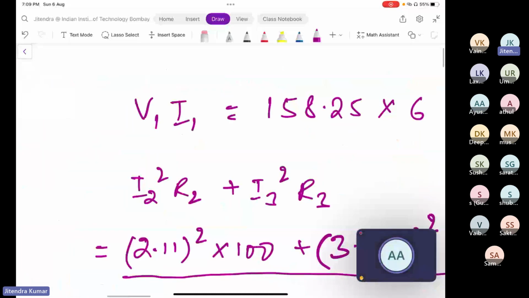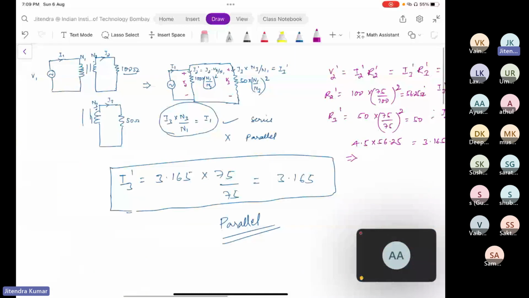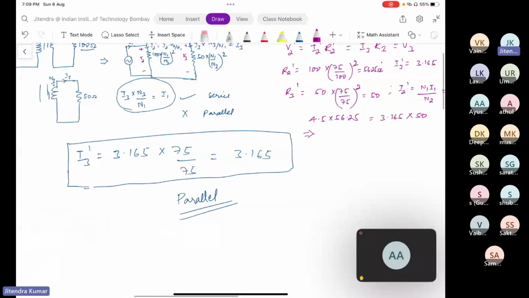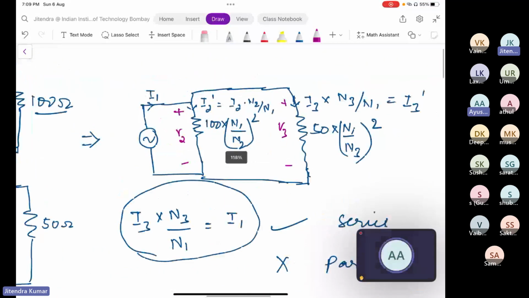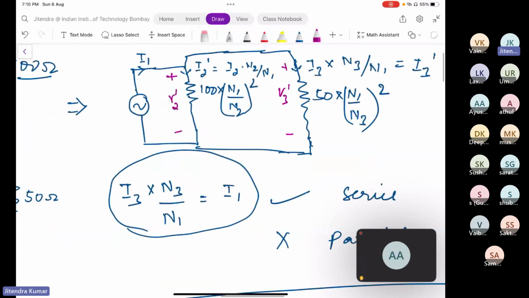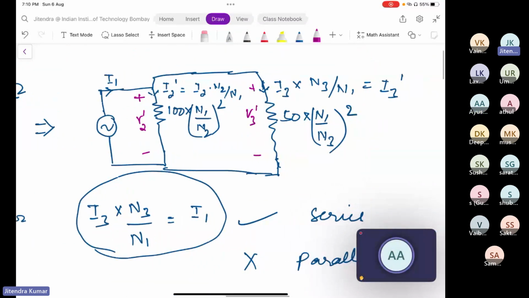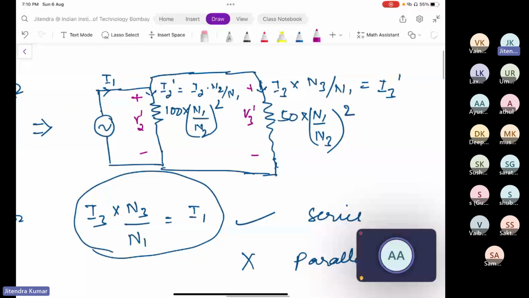I think here it should be like that. So where is the equivalent circuit? It should be V2 dash or V3 dash, that we will check. Okay, so V2 dash should also be equal to the primary voltage, no? Yes, sir.